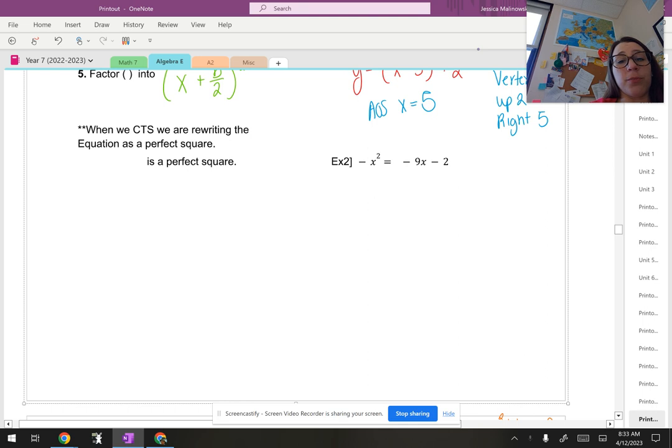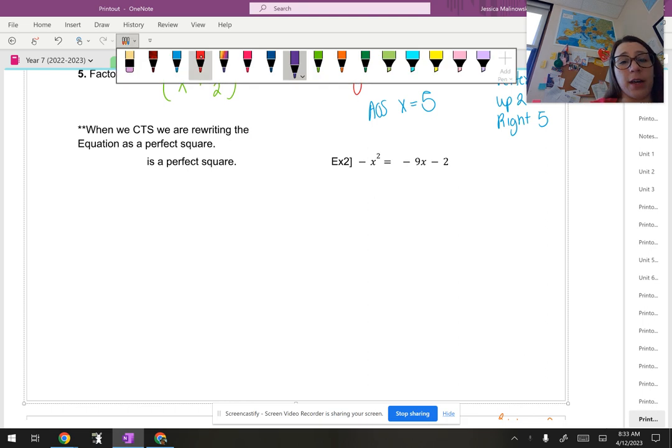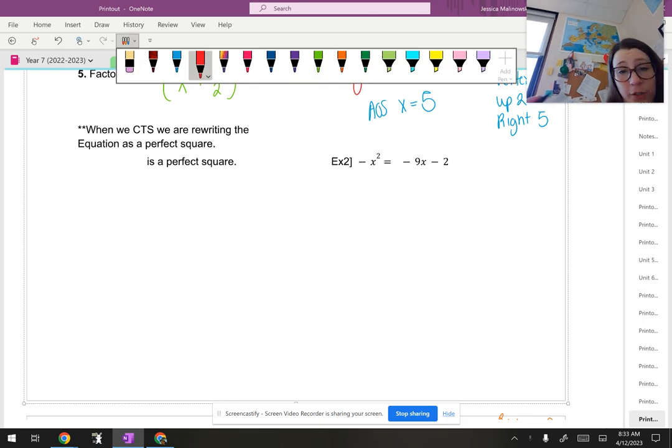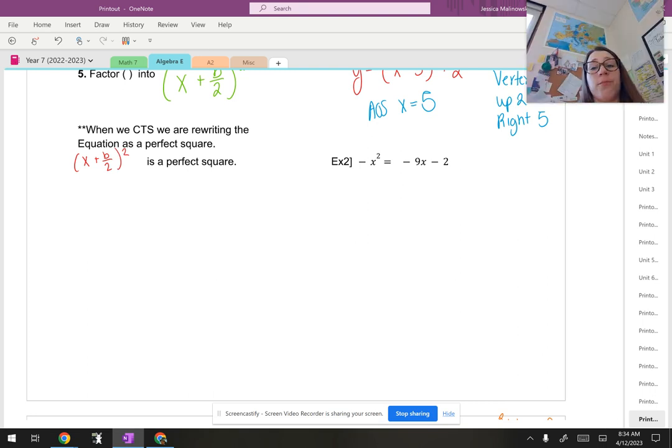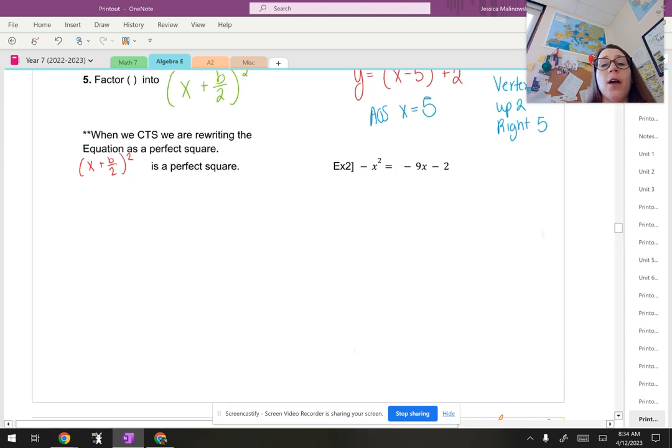When we're actually completing the square, we're rewriting that equation so that it is a perfect square. The x plus b divided by 2 quantity squared, that is a perfect square. So that's why we're able to do that.